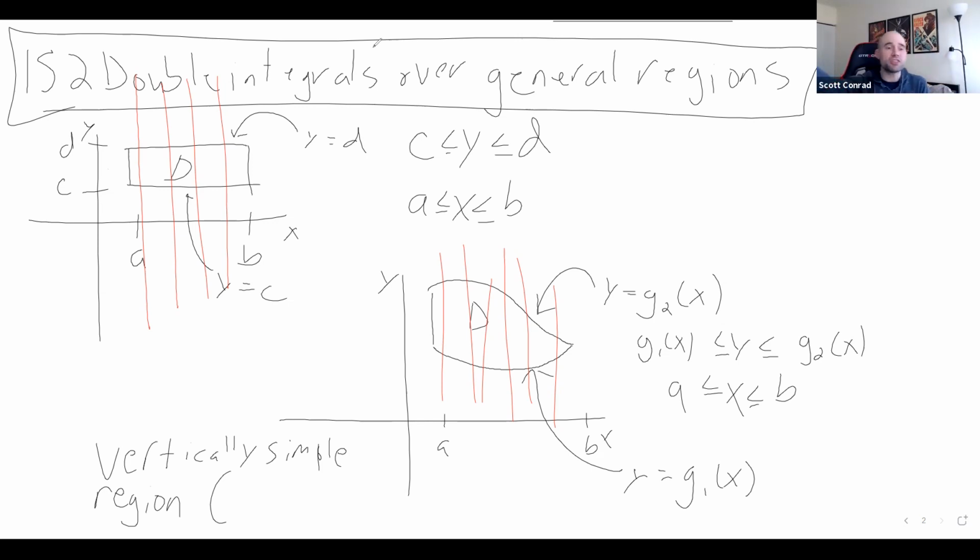So a vertically simple region is going to have, if you do the vertical line test, a uniform bottom curve and a uniform top curve. Any vertical line is going to hit the same bottom curve. You can use the same equation for the bottom curve. And same thing, each vertical line is going to hit the same top curve on top.